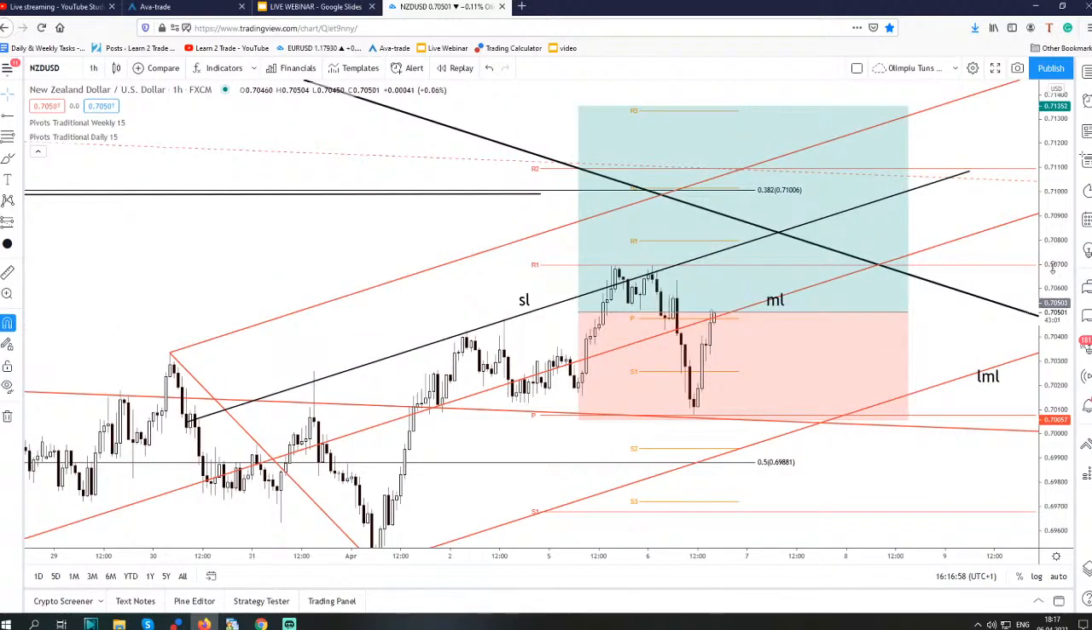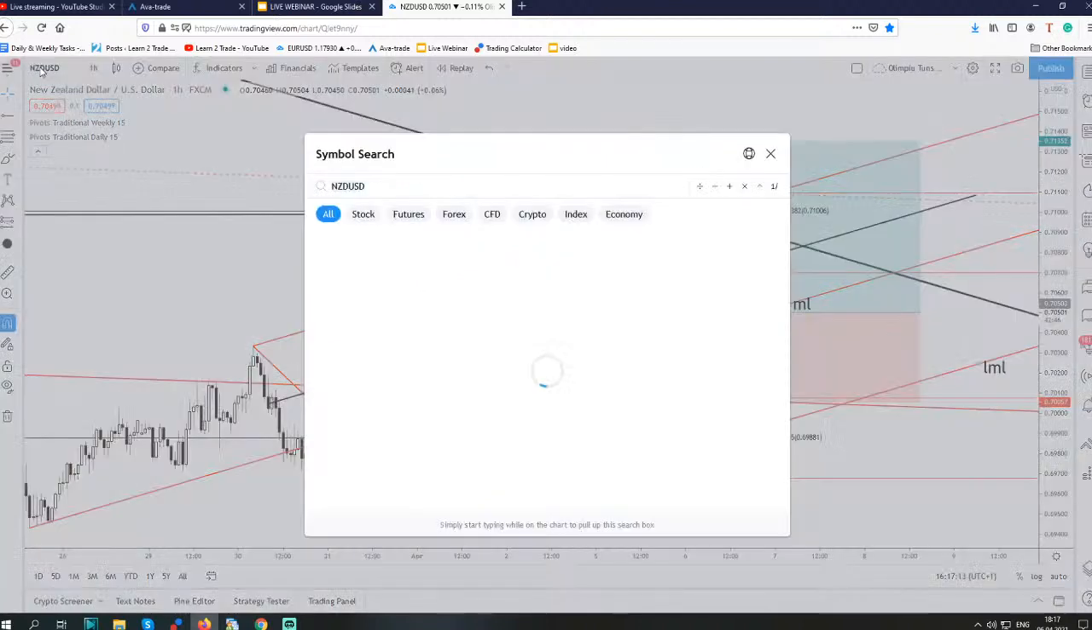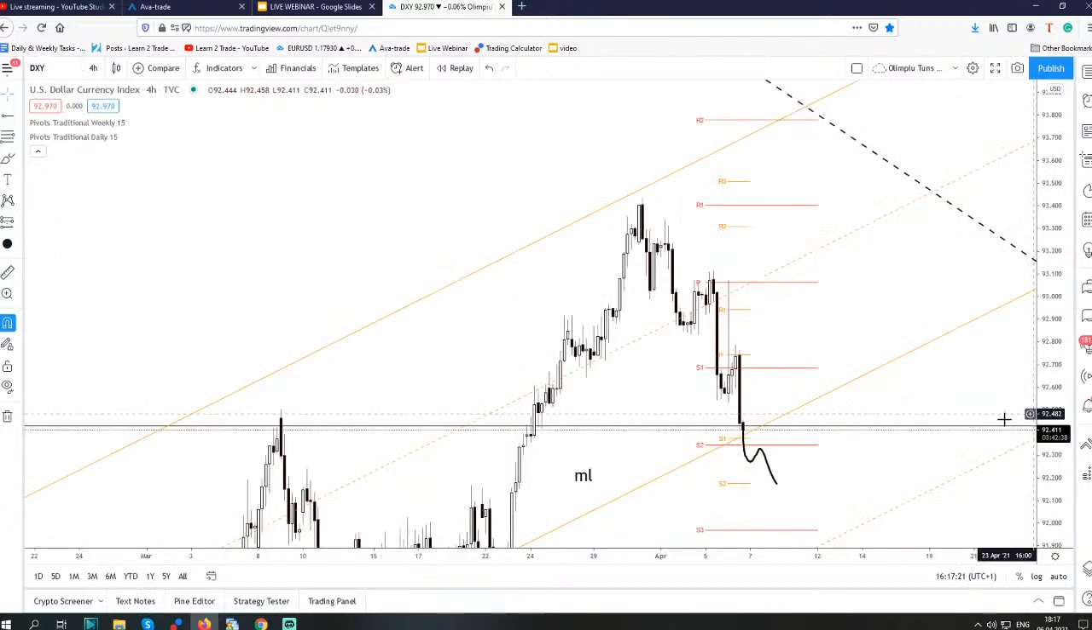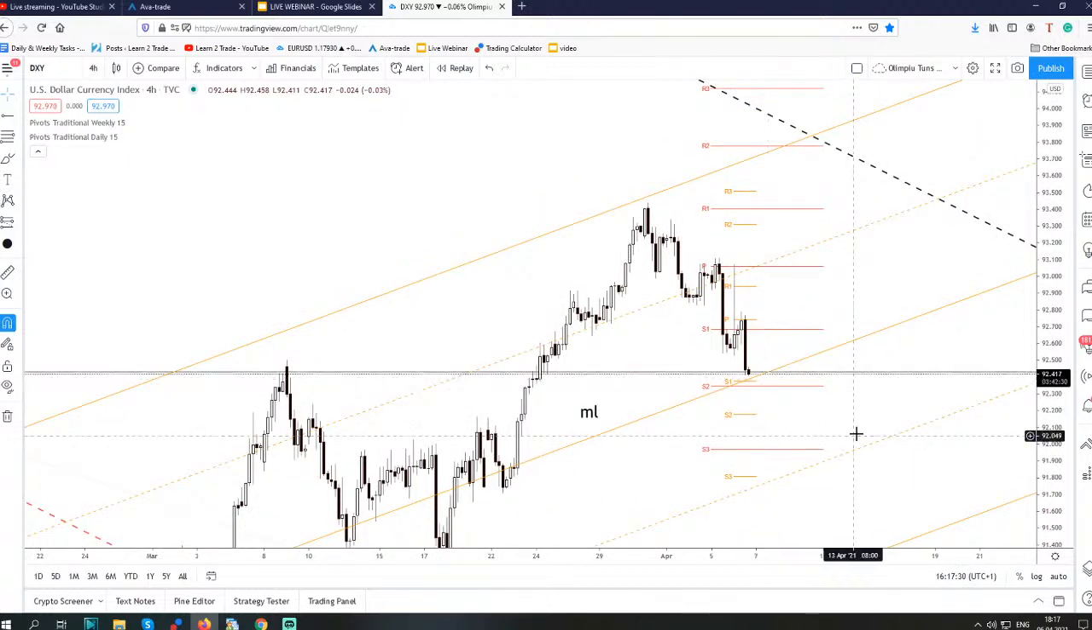So the US dollar continues to depreciate versus euro, versus the New Zealand dollar, and also versus the other major currencies, because the dollar index drops like a rock, and it could take out these support levels as well. I will take a look on gas as well. Okay, let's move forward.